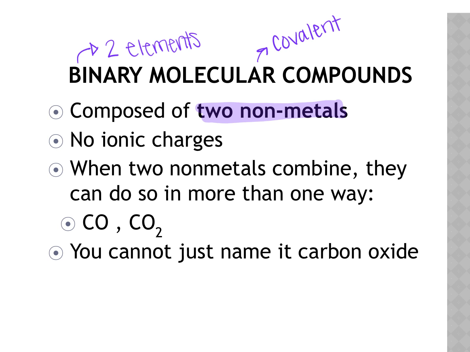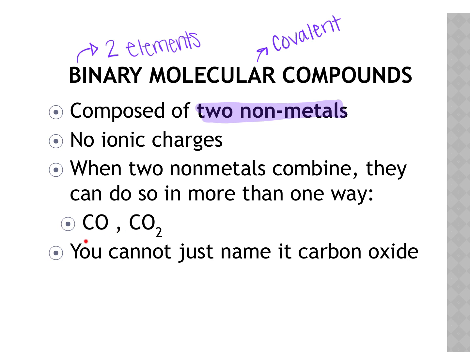Okay. And so these ones are the easy ones. They don't have charges. Okay, so no ionic charges, like no crisscross rule, no figuring out the charge to put in the name. Okay, they're very straightforward. The only tricky part with the nonmetals is the same two nonmetals can combine in more than one way. So, for example, we have carbon and oxygen. Okay, so here I have one carbon, one oxygen, so carbon monoxide. And here we have one carbon, two oxygens, carbon dioxide.